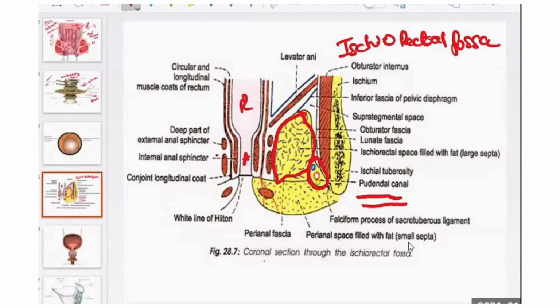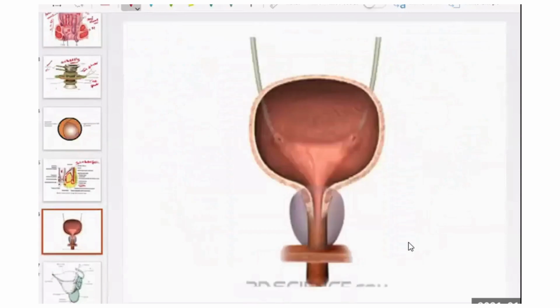This one, urinary bladder. What is the location of the bladder? Behind the pubic bone. That space is called the space of Retzius. What is present posterior to the bladder in male? Rectum. What is present posterior to the bladder in female? Uterus.